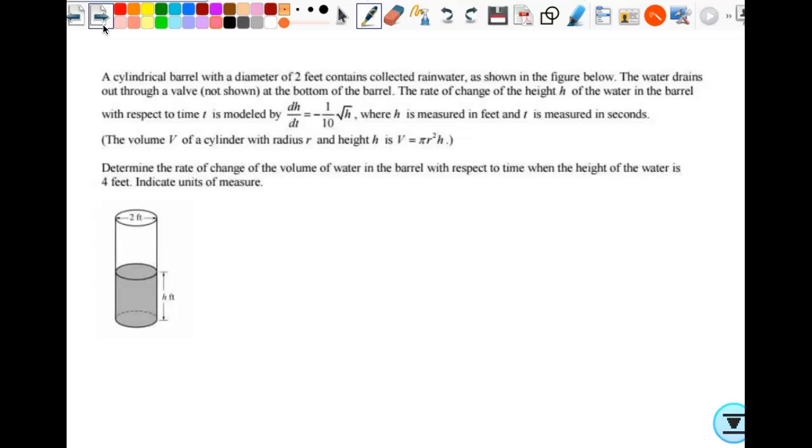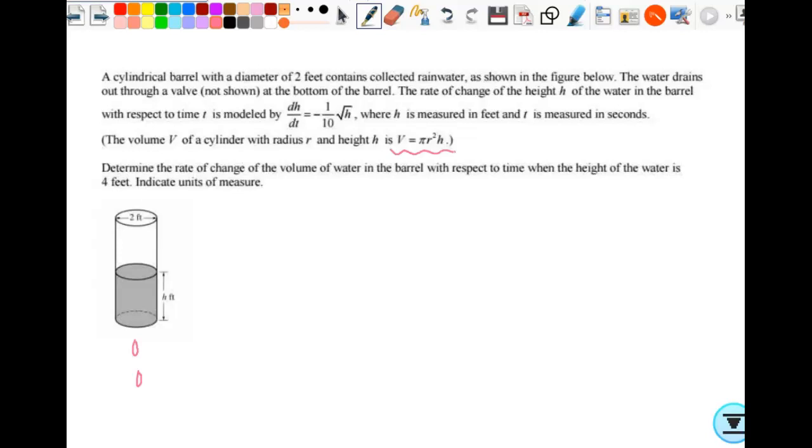All right, so guys, water's draining through a valve, not shown. So we got water leaking out of this thing. The rate of change of height with respect to time is given by this function. So look, they gave us the derivative of h. H is measured in feet, time is measured in seconds. Now they do give us this formula. Typically cylinders, spheres, cones, they'll give you that formula. Determine the rate of change of volume with respect to time when the height is 4 feet.